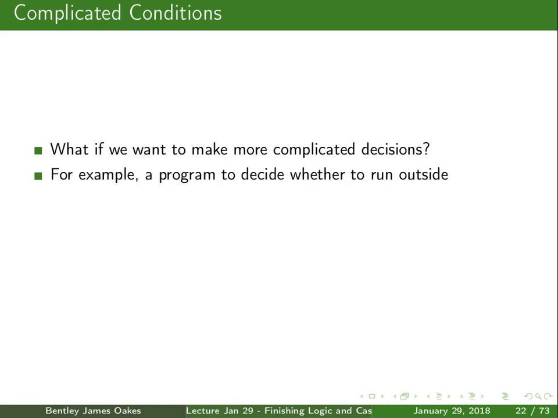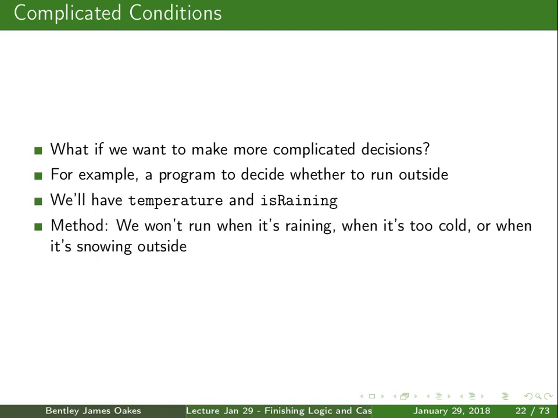So we could write a program to decide whether to run outside. Say this program takes temperature and it takes is raining. We won't run if it's raining because they don't want to get wet, if it's too cold, say minus 20, or when it's snowing outside because I don't like snow.